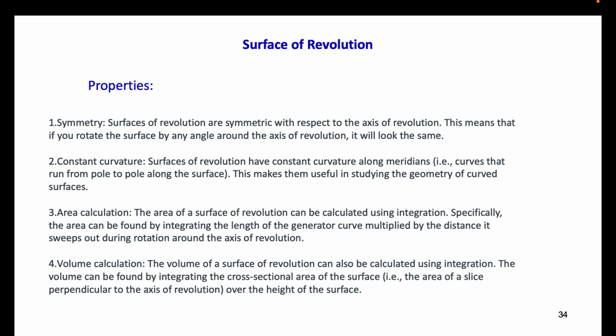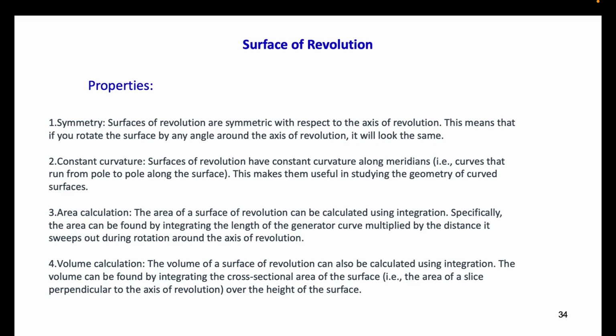Third, the area calculation. The area of a surface of revolution can be calculated using integration. Specifically, the area can be found by integrating the length of the generator curve multiplied by the distance it sweeps out during rotation around the axis of revolution.